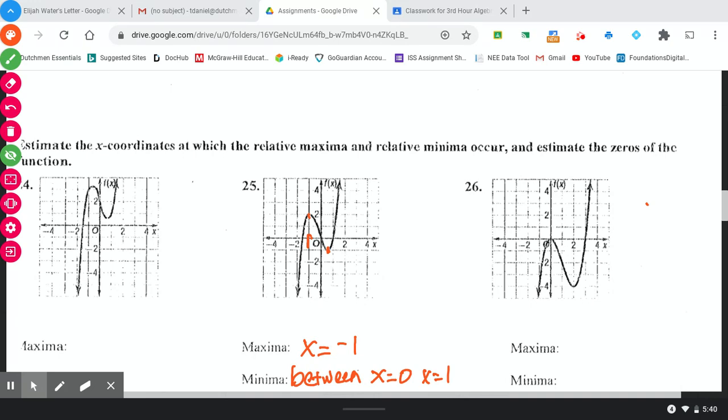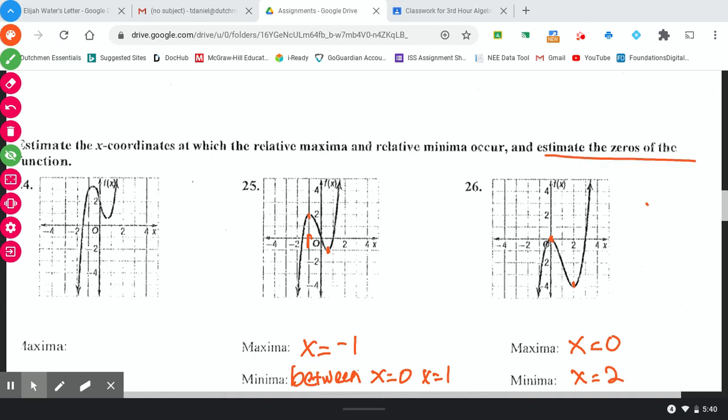And let's see, then 26, the maxima is going to be right here. It also crosses right at 0. That's nice. And this one, oh, that was nice of them to cross it at +2. The minima is at +2. They also want you to estimate the zeros.